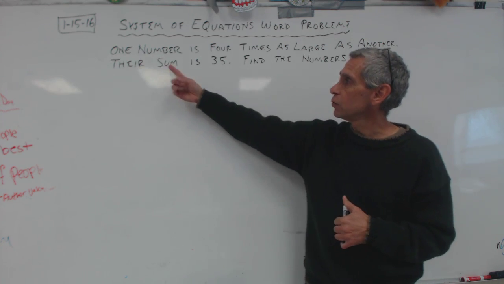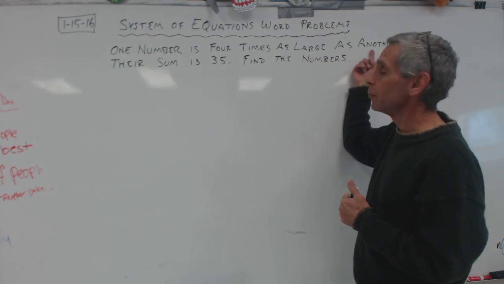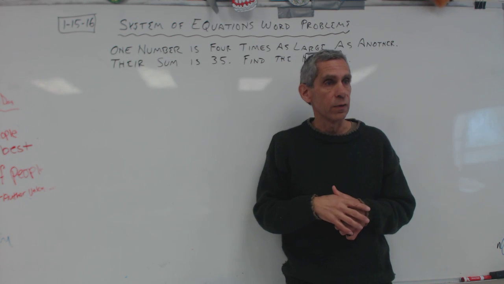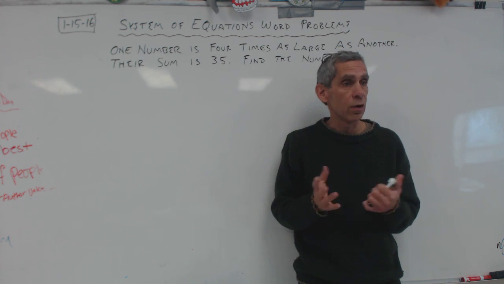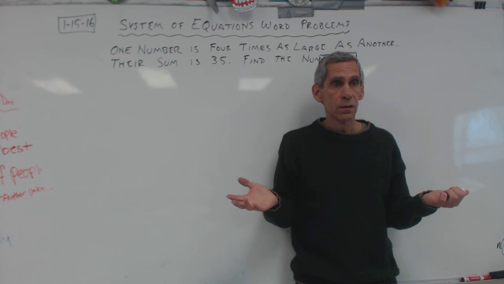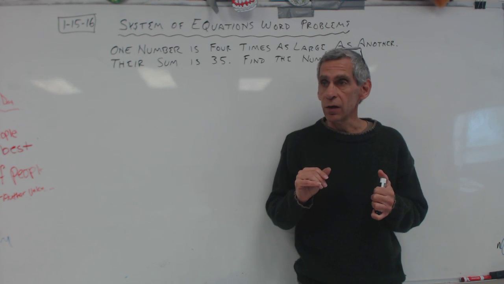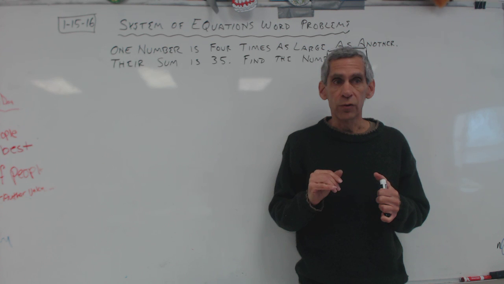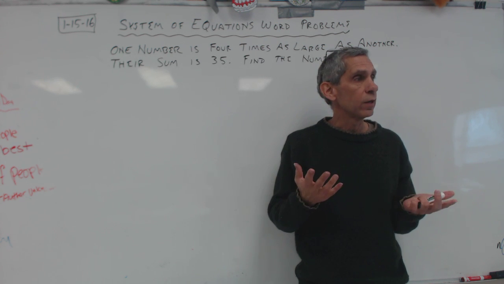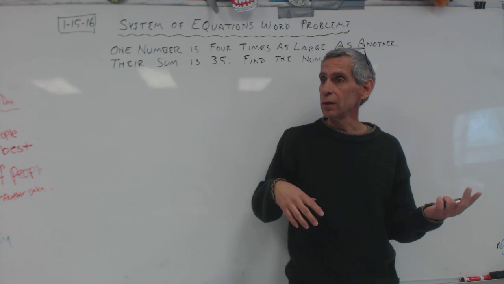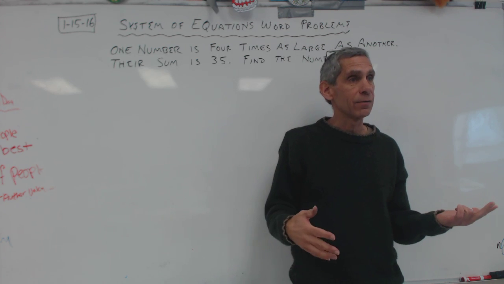How many numbers? It says one number, and then there's another number. So how many numbers are we dealing with? Two different ones, and we don't know either one of them, right? So, Manuk, stop. They're both unknown, am I correct? They're both unknown. So if we have two unknowns, what could we make them? X and Y, right?